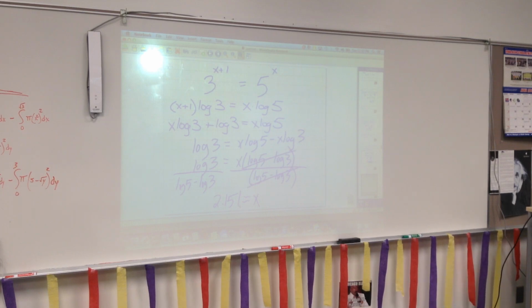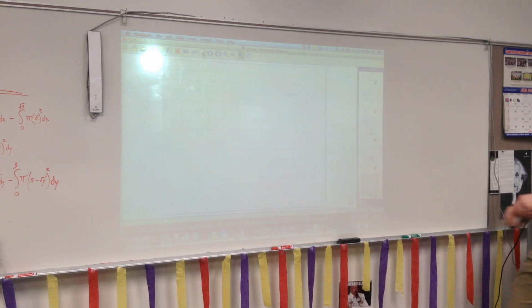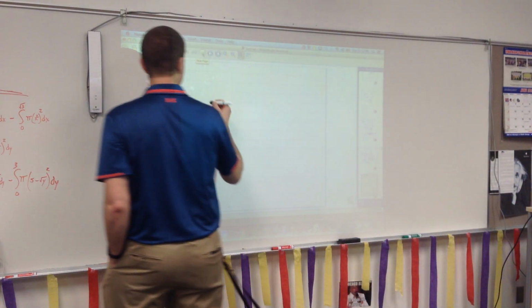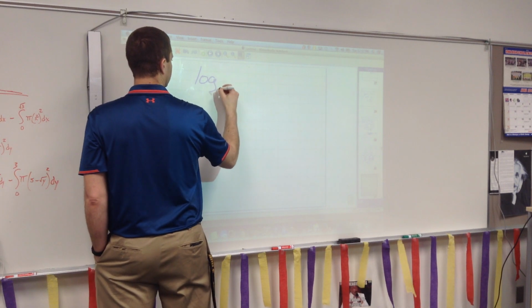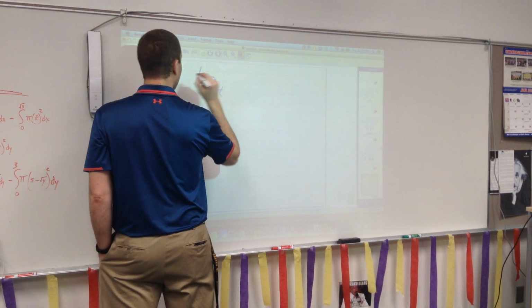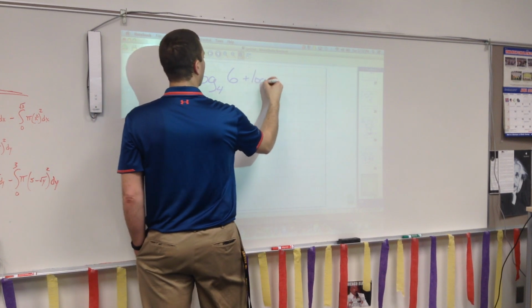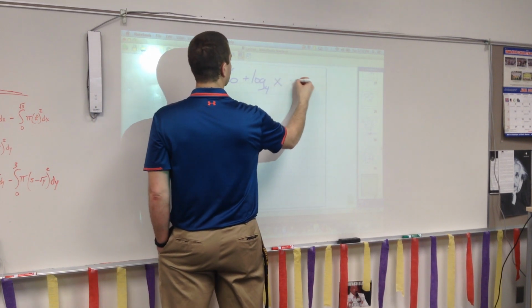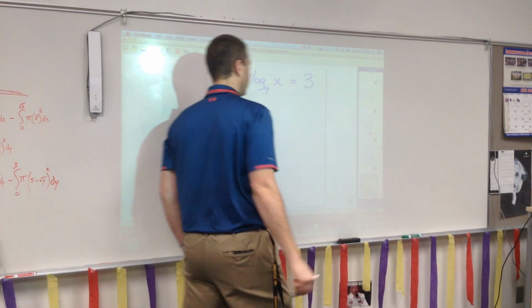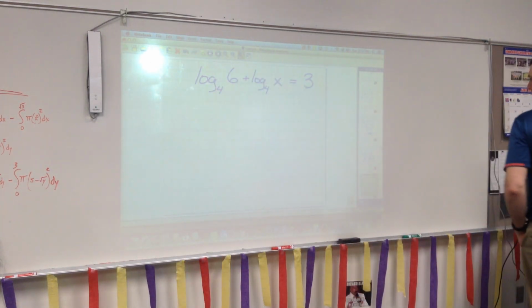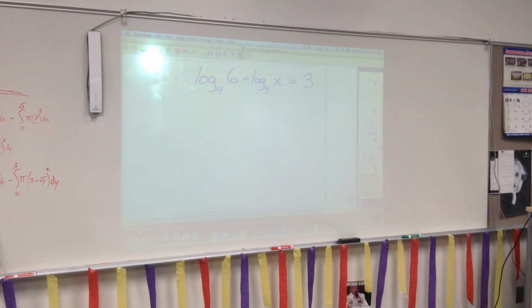Solving exponential equations: basically, log both sides, use your properties to get x by itself. Okay? I'm going to squeeze in solving log equations as well. Log to the base 4 of 6 plus log to the base 4 of x equals 3.